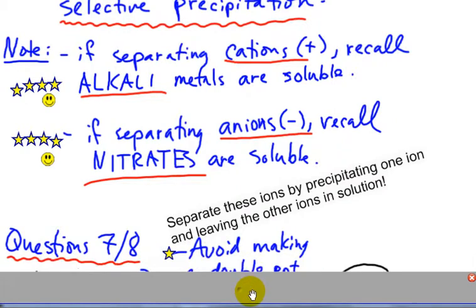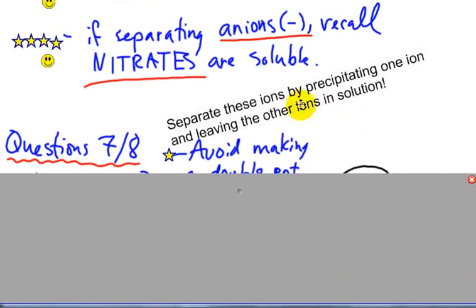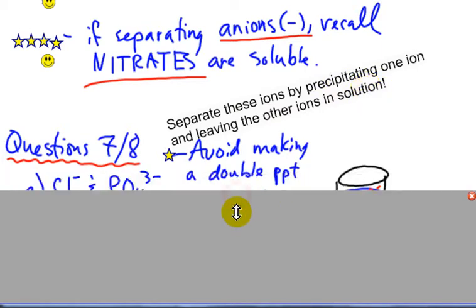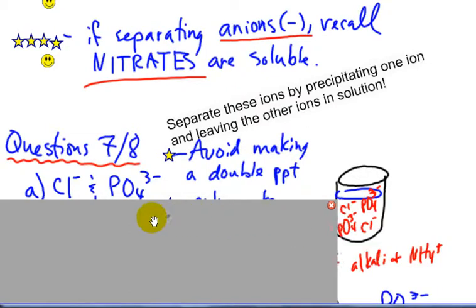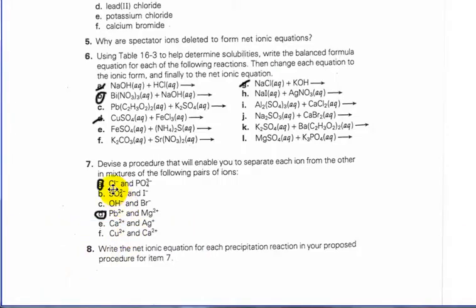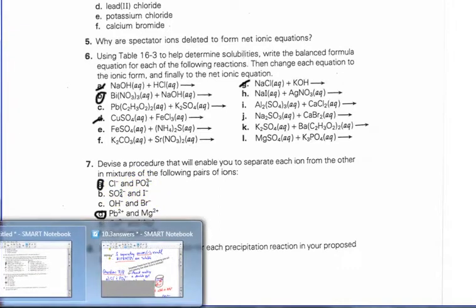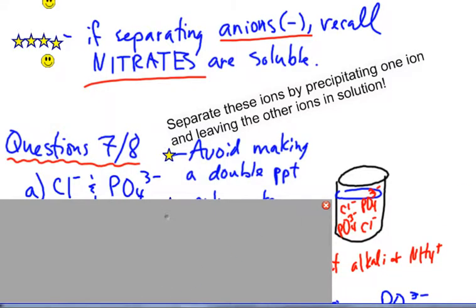So, first of all, questions 7 and 8, a couple of hints there. We're only making one ion precipitate. Don't make both of them precipitate, because then you can't separate them. The idea here is that we're going to separate them. Imagine this with this first example, chlorides and phosphates. We have a beaker of chlorides and phosphates, and of course other things as well. But we only want either the chloride to precipitate or the phosphate to precipitate. Chloride and phosphate, we have to separate those by making one of them precipitate.